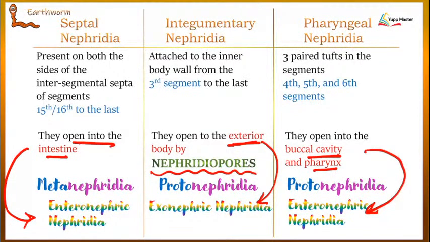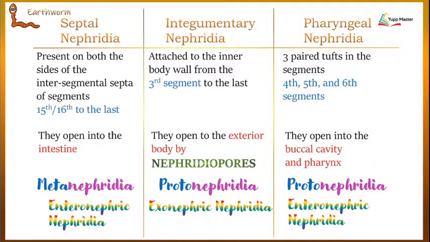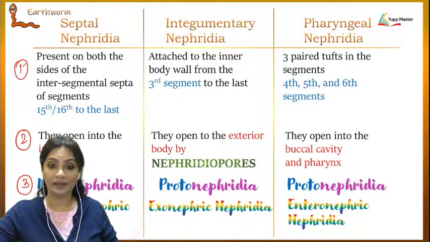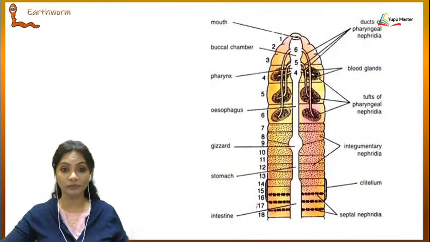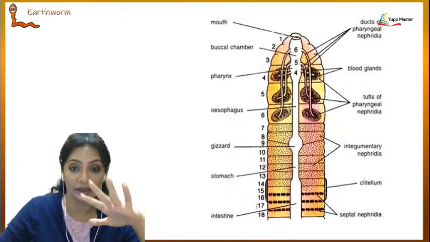What you can do is you all can take a screenshot of this page, which is going to help you remember the whole excretory system of this earthworm. Alright, these three types of nephridia: septal, integumentary, pharyngeal, and the points related to it. This is the first point, the second, the third, and the fourth point. Alright, so that was a comparative study that we have done. Now let's continue ahead. Alright, so remember this diagram. Don't forget the diagram. Remember, NCERT diagrams are very important.